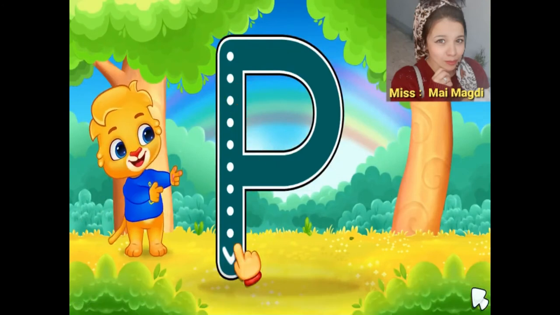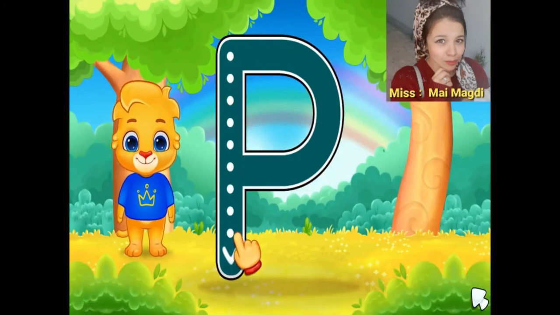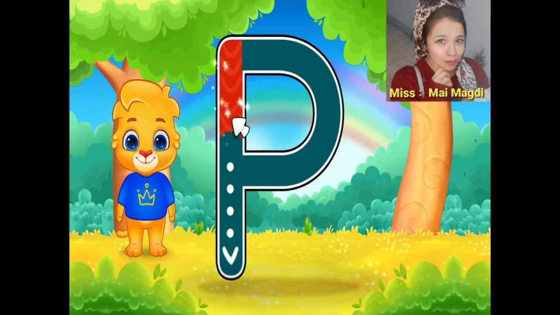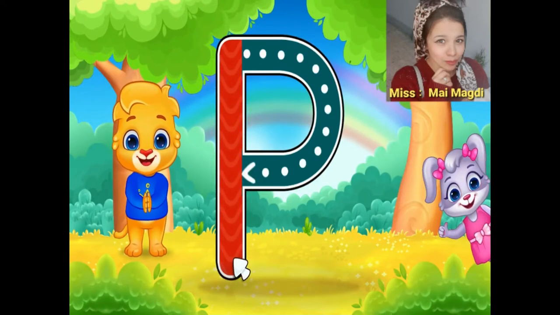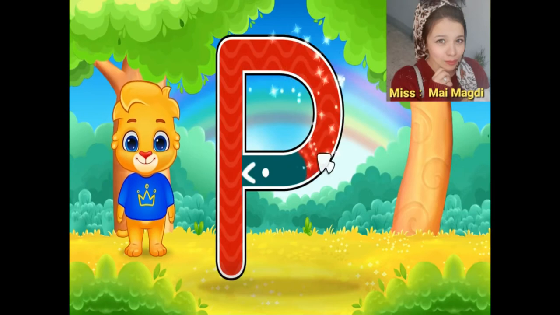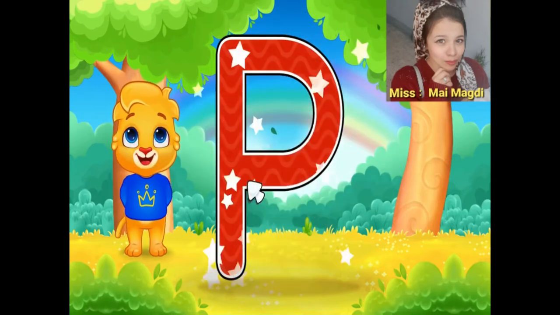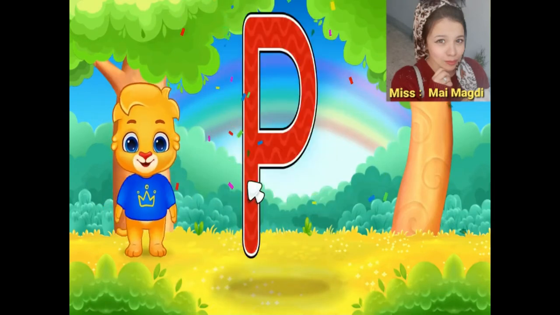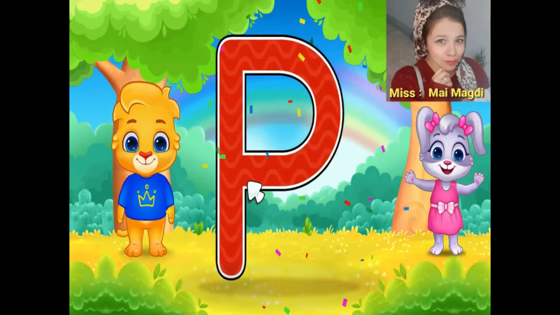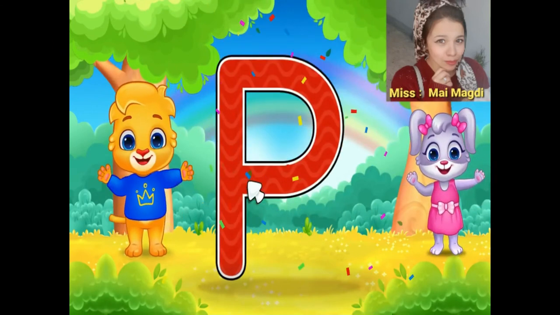Let's write letter P. Start from the top and make a line down. Then go back to the top and go around to the middle. Excellent. Bravo عليكو. شاطرين جدا. What's this letter? P. What's the sound of letter P? P, P, P. Again. P, P, P. Excellent.